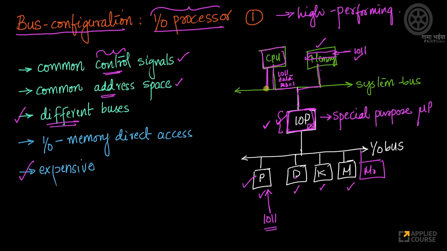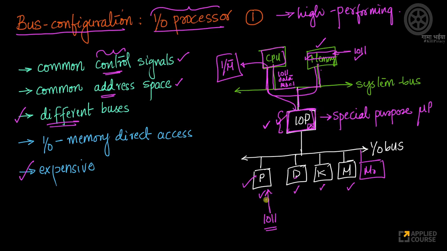There is one special line which says whether you want IO or memory. This line will most likely look like this, I/M bar, which means if it is 1, see this line is connected to your IO processor. This line is also connected to your memory.